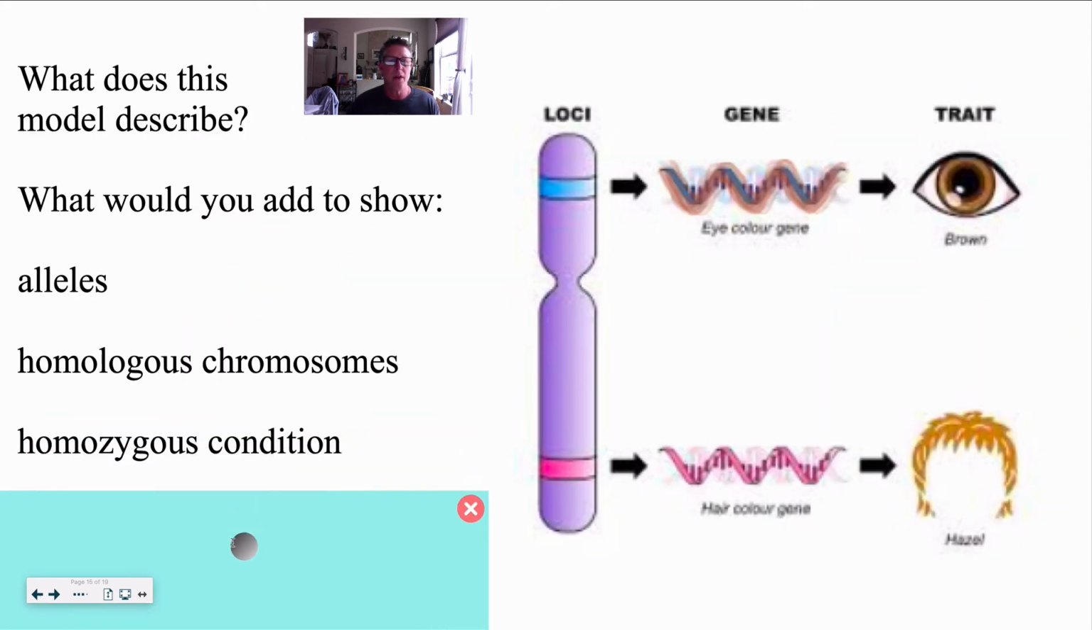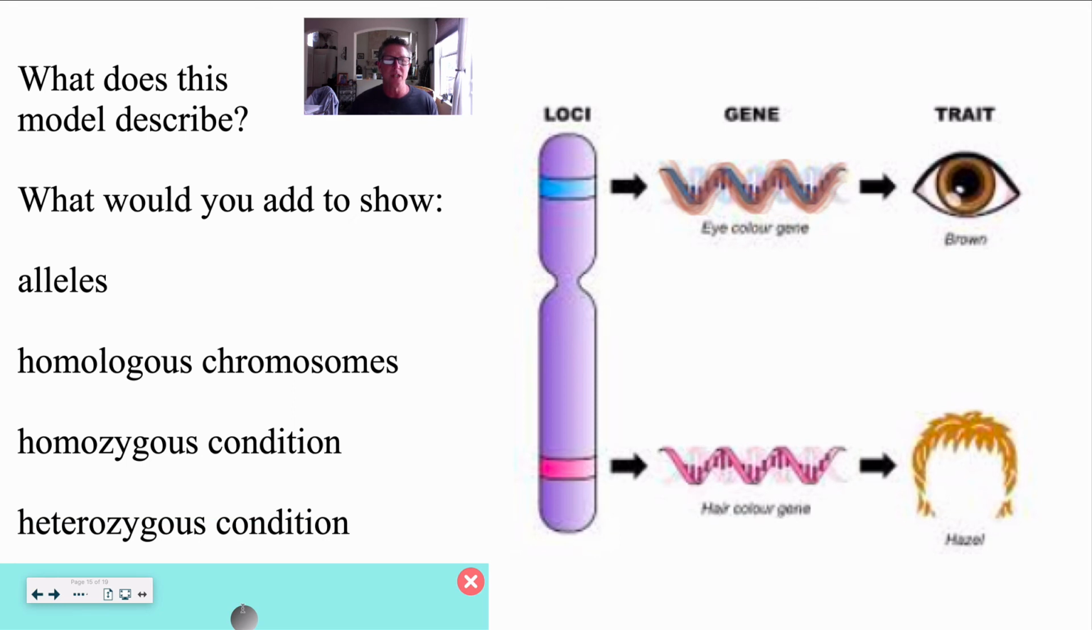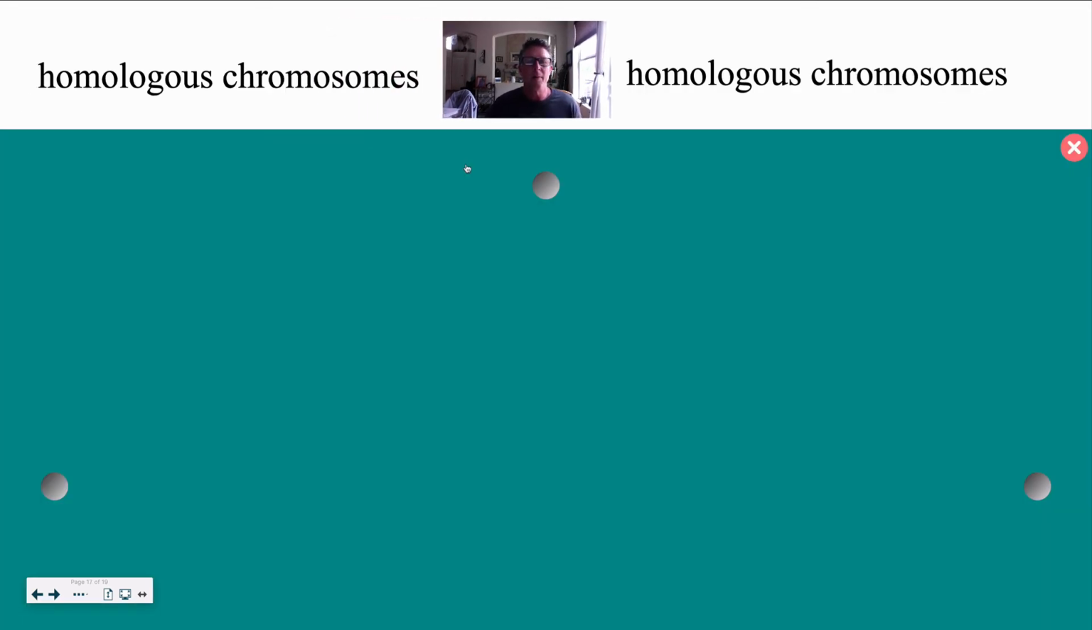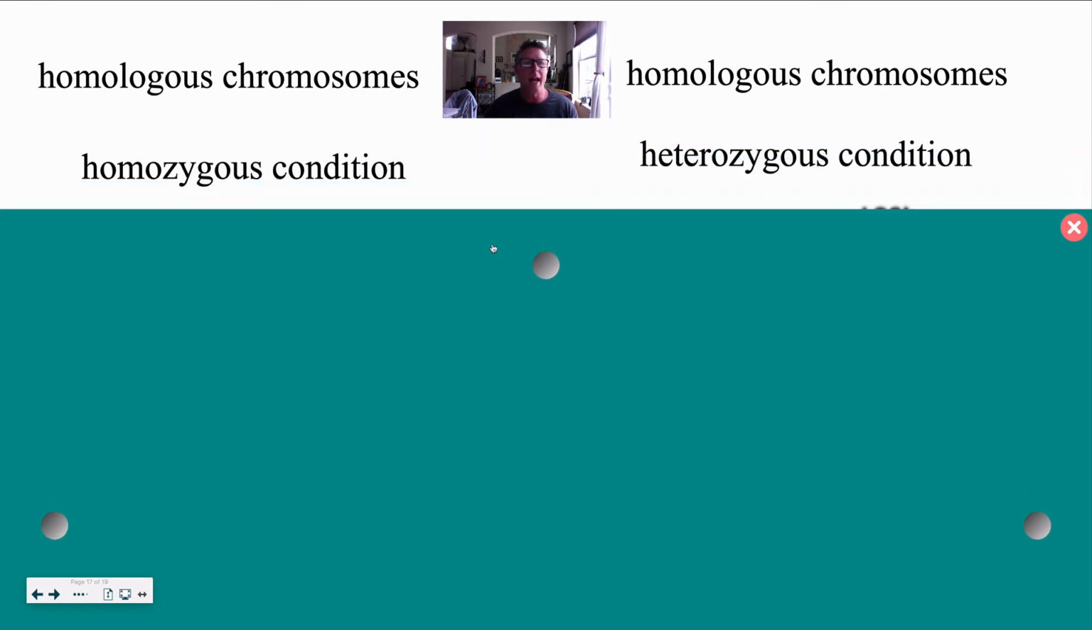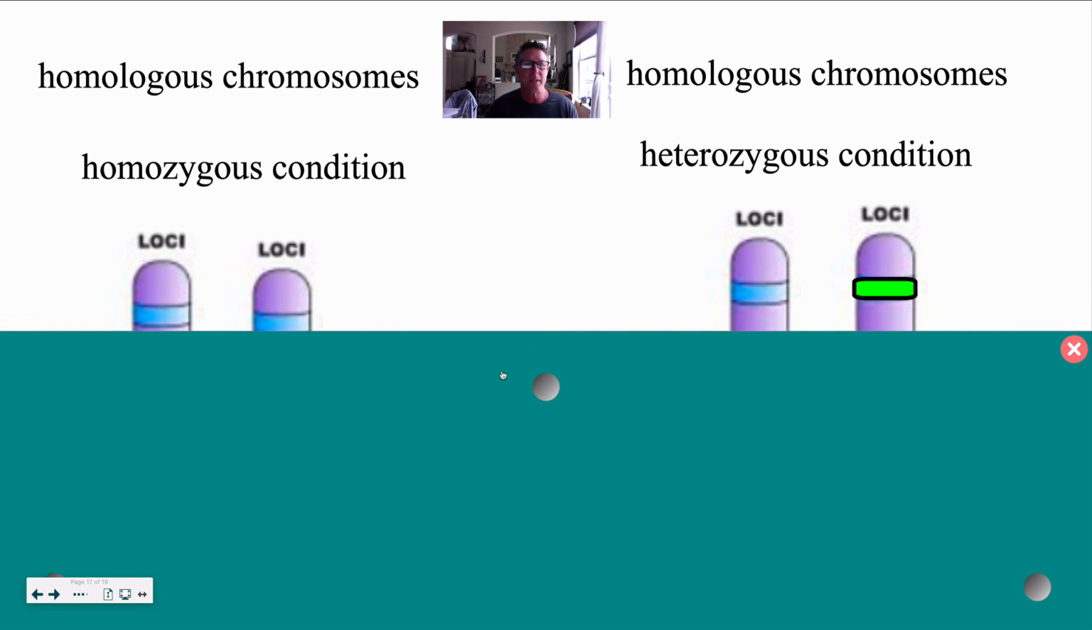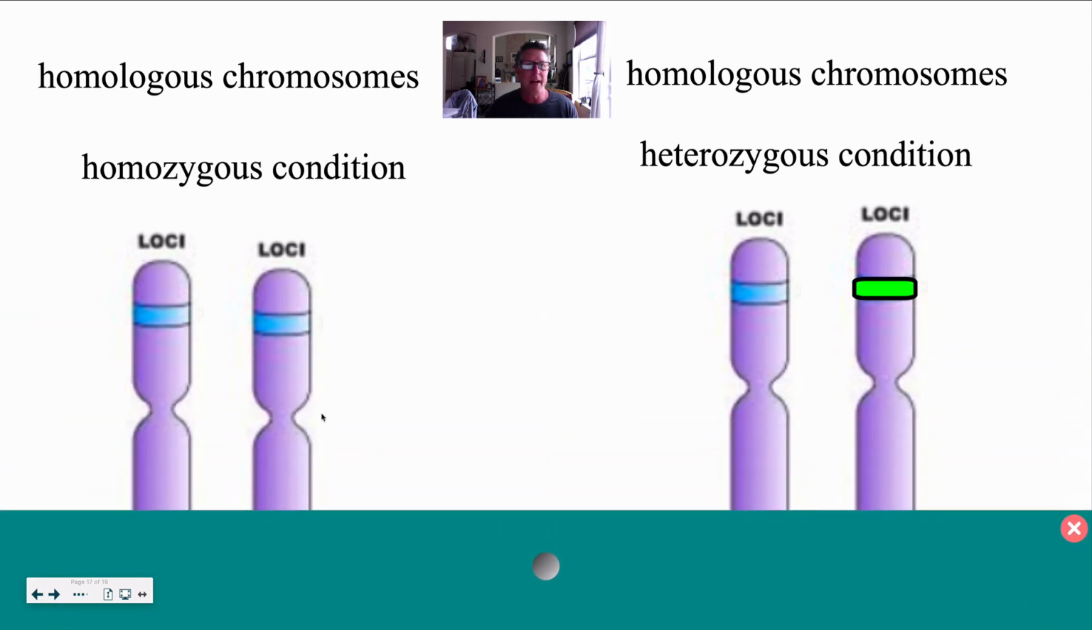How would you show the homozygous condition and heterozygous condition? Pause the video and draw. Here I'm going to show you the homologous pair of the chromosomes. On the left-hand side, we're going to have the homozygous condition. On the right-hand side, the heterozygous condition. So homozygous condition, I have my homologous pairs of chromosomes, and the gene actually codes for the exact same phenotype. So in this case, let's say it's going to be the brown eyes.